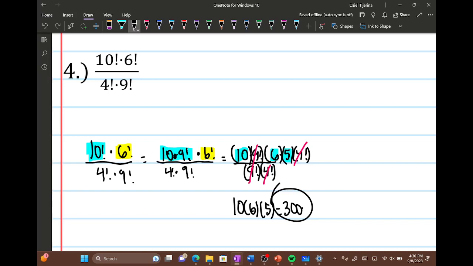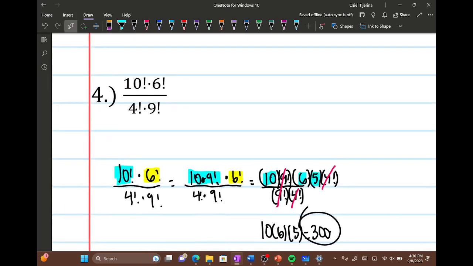Okay guys, so that is how we do this one. I do want to go over some algebraic examples involving factorials. So this is also going to include those kind of problems. So let's look at a more difficult one, one that's actually algebraic.